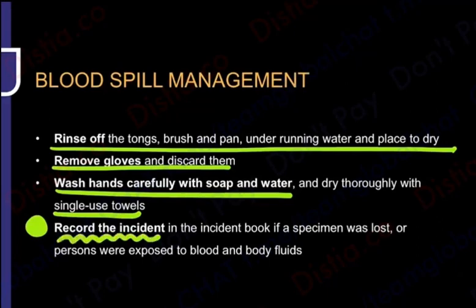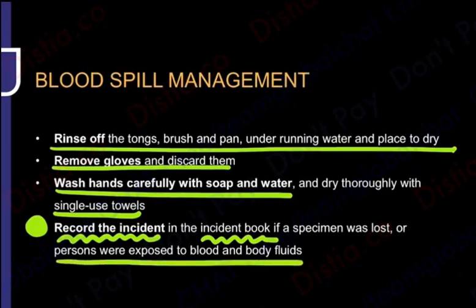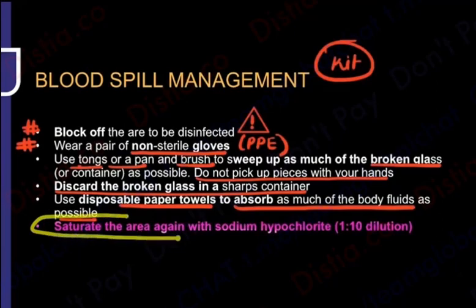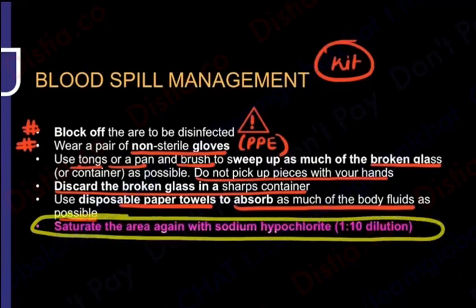Record the incident. Every lab has an incident book in which you have to mention that this was a hazard, this is the date, this is the time on which it happened, and these are the measures that I took, and everything is settled. Everything has to be recorded in that. If anything was broken, if anything was lost, if any person got infected, who were the people on duty, a whole incident book exists, and everything has to be recorded under it. So now moving back, the most important step over here was you had to saturate the area with sodium hypochlorite.